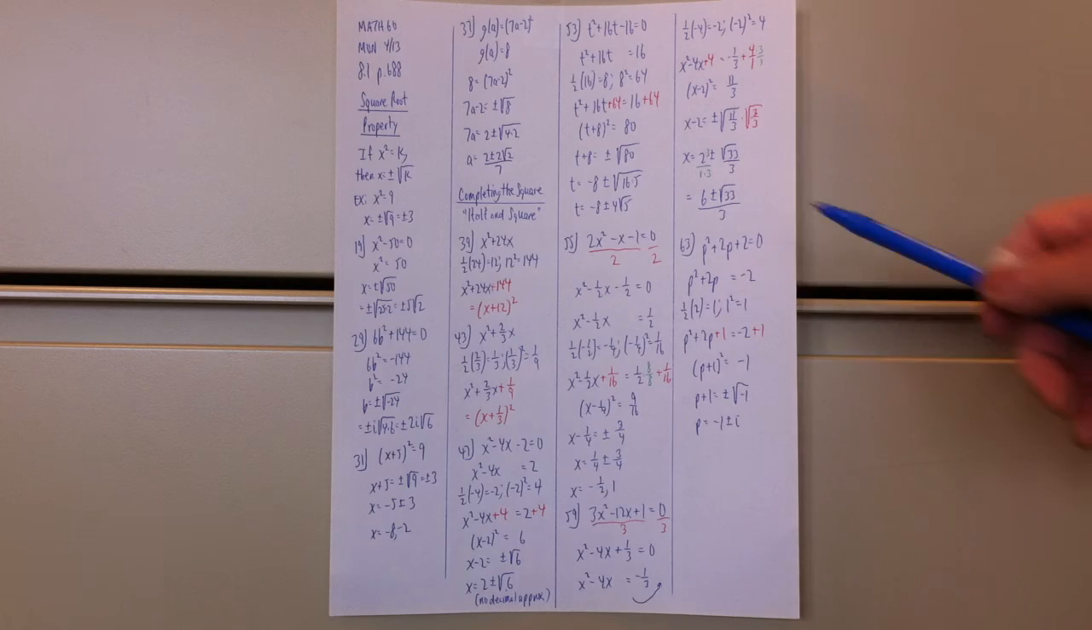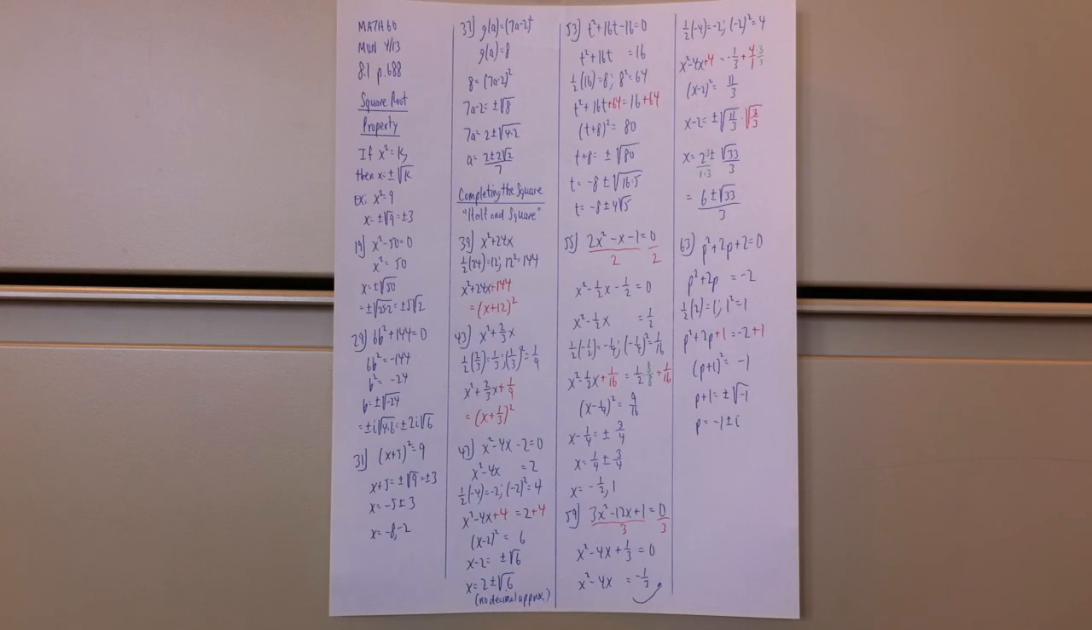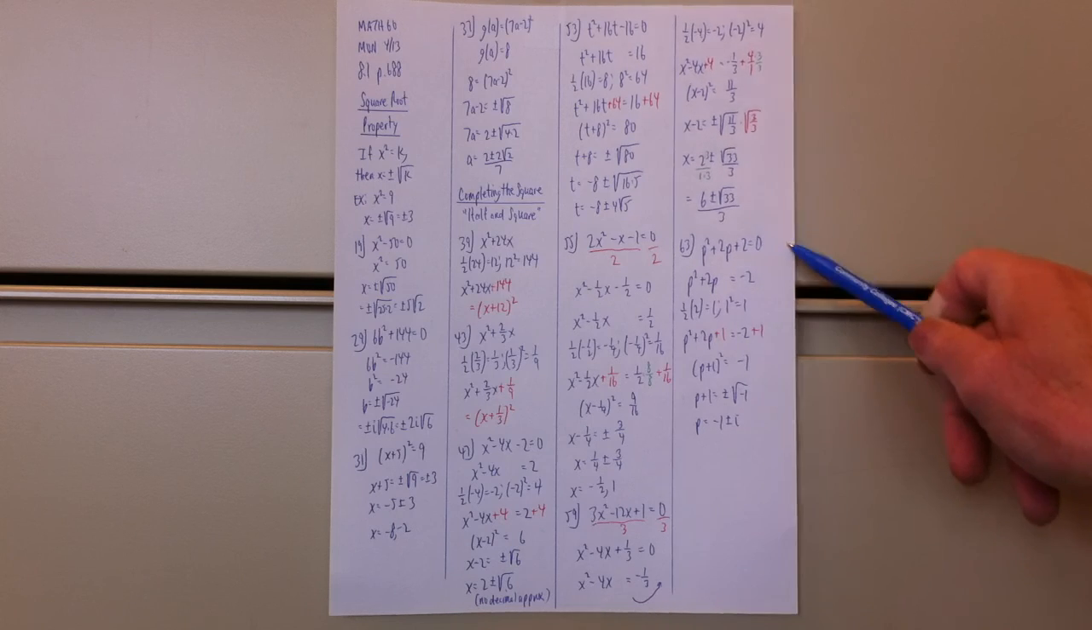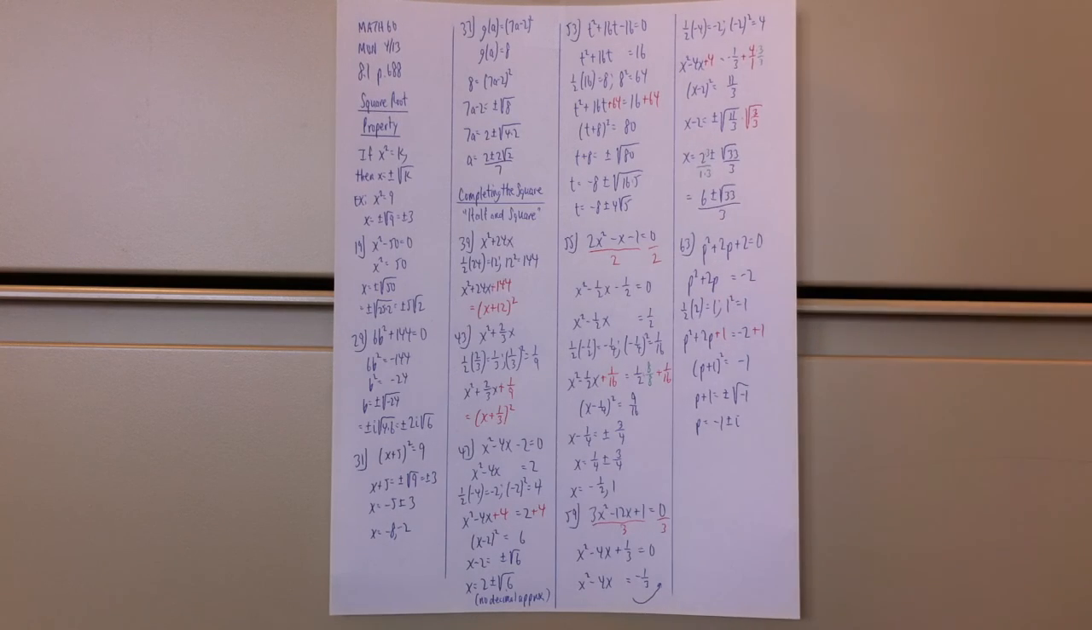Finally, for 63, we're going to have complex solutions. There's a real part and an imaginary part. And p squared plus 2p plus 2 equals 0. Subtract 2 on both sides. The constant always moves over. P squared plus 2p equals negative 2.